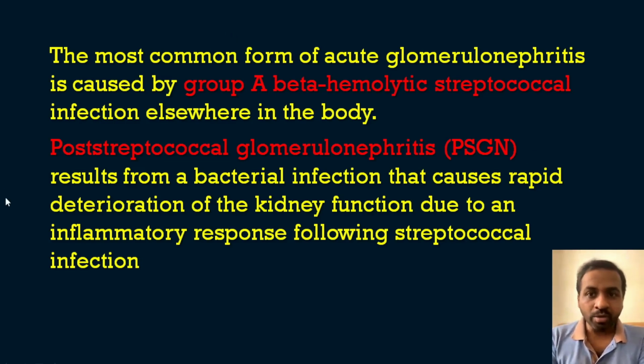So you know about post-streptococcal glomerulonephritis, otherwise known as PSG, and this is a type of glomerulonephritis which results from a bacterial infection that causes rapid deterioration of the kidney function due to an inflammatory response following the streptococcal infection. So that's why the history regarding a recent infection like sore throat is very important in diagnosing glomerulonephritis. Post-streptococcal glomerulonephritis is also a type of glomerulonephritis. I think that is clear for you now.